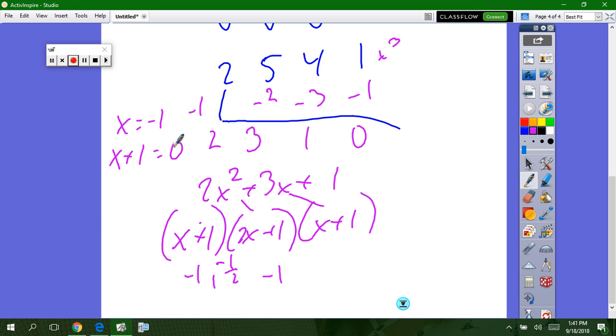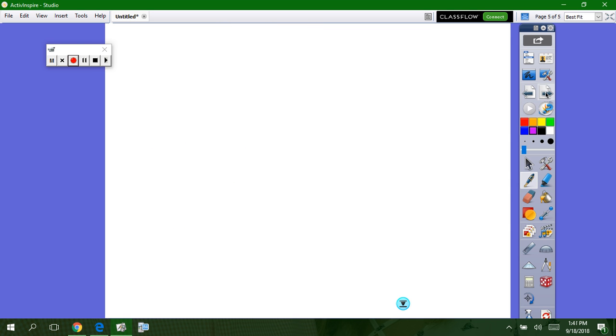In synthetic, we always divide by the value that made the binomial 0. So what's the value that makes this binomial 0? -1. That's what I would divide by, because that was part of the rule of synthetic, right? Okay. Should we try one more? Then we'll do another one, and then we should be good.